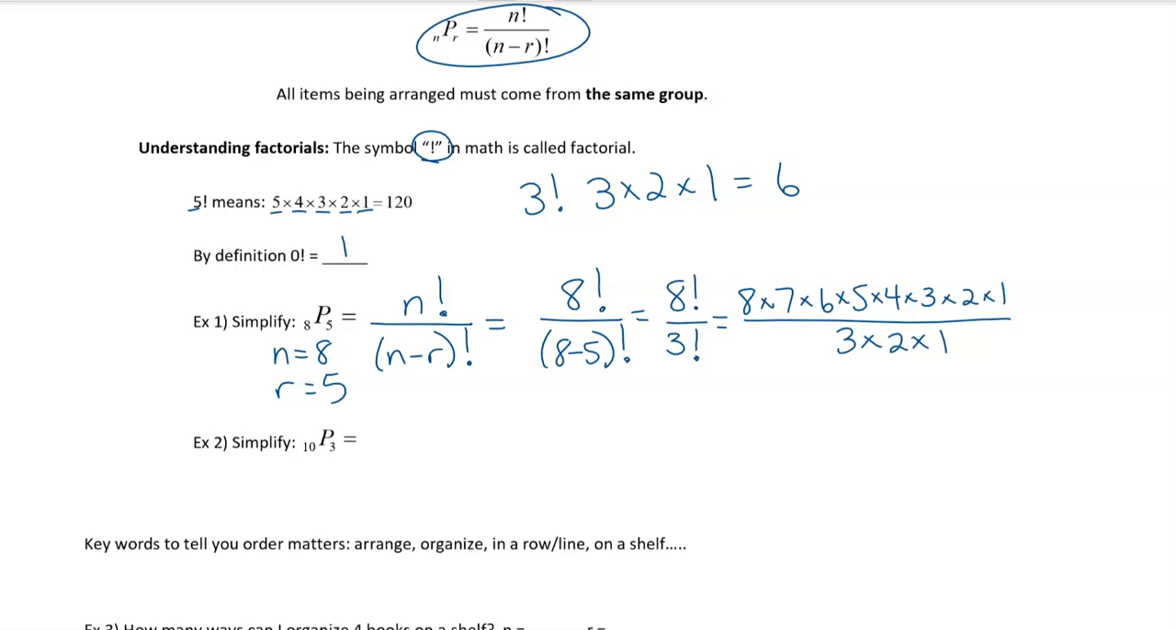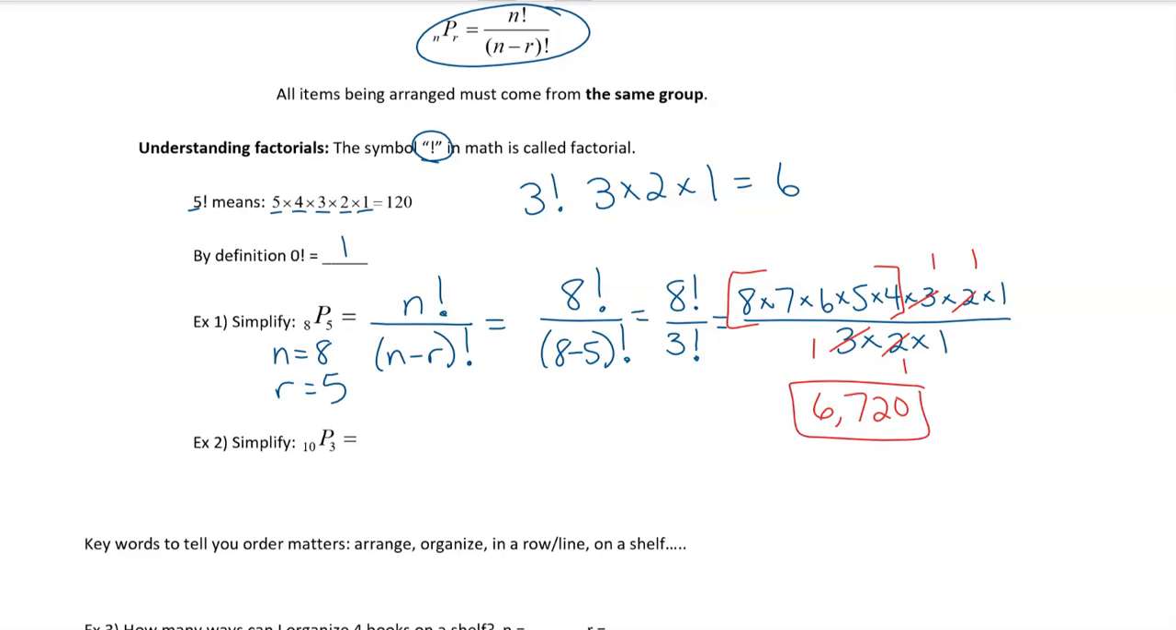So we could do a variety of things. I could cancel the 3 with the 3 and the 2 with the 2, or I could say 3 times 2 is 6, and I could cancel that way. It's up to you, but 2 divided by 2 is 1, and 3 divided by 3 is 1. And so we end up with just 8 times 7 times 6 times 5 times 4, and that's going to be what 8P5 means. When you multiply those numbers together, you get 6,720.